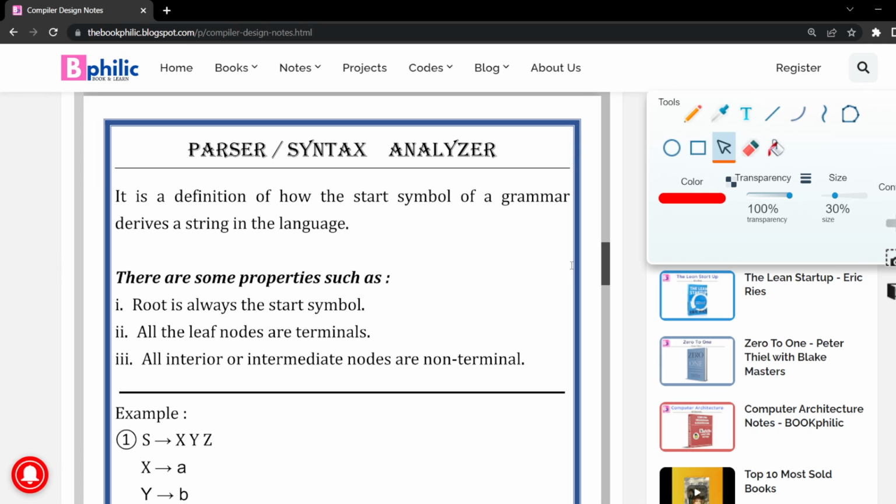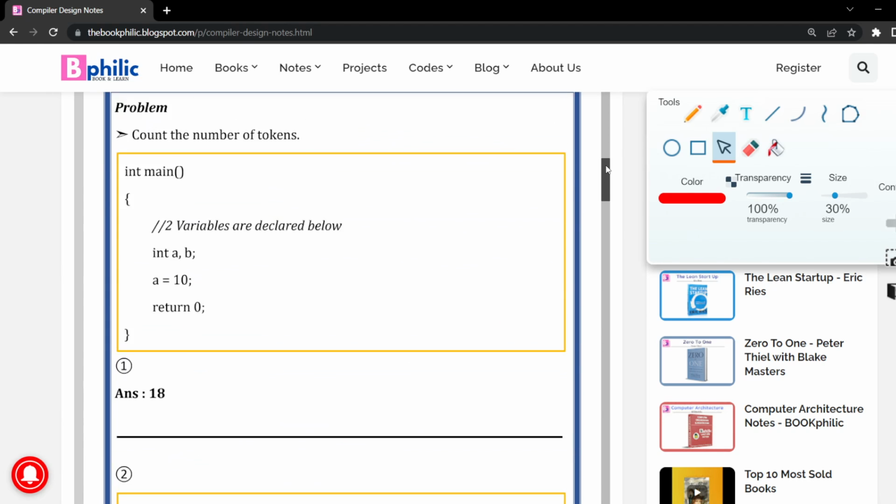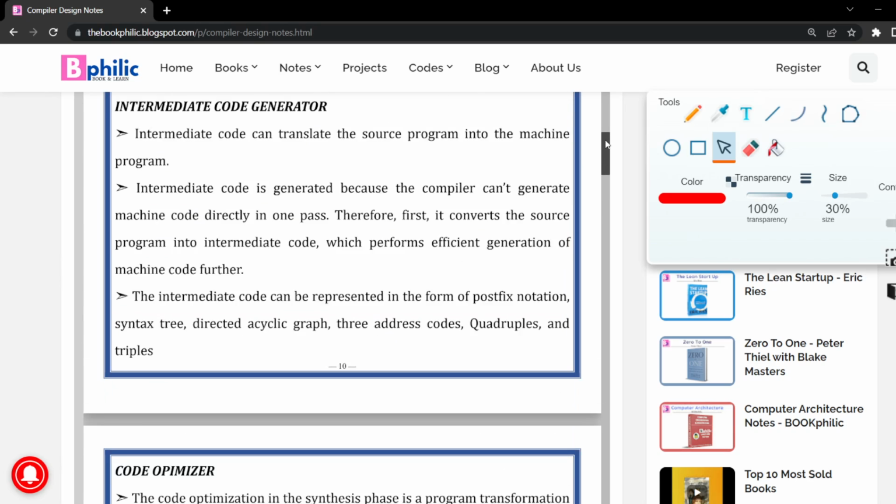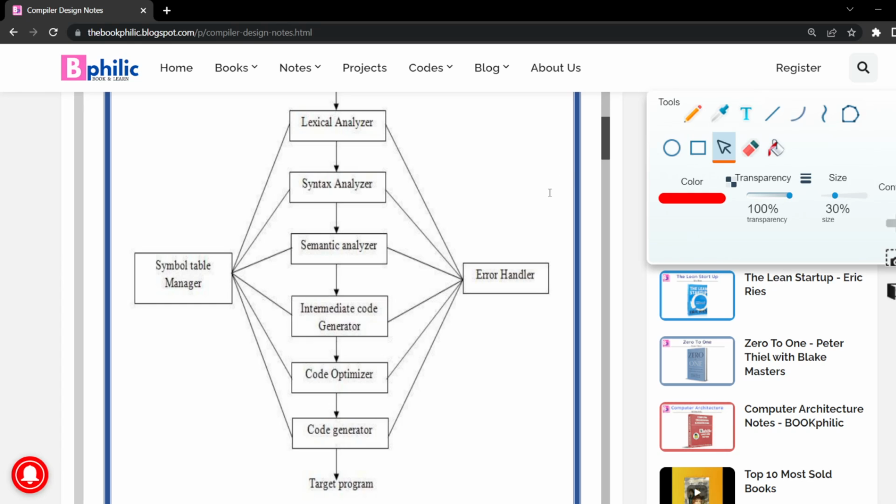Now in this video we are going to understand the parser or syntax analyzer. I have discussed already in our previous videos that there are different phases of a compiler, just like the lexical analyzer and the syntax analyzer. We discussed tokens, lexemes and patterns in the lexical analyzer. But now we are going to understand the syntax analyzer, which is also known as the parser. We have understood what is taken as an input in the syntax analyzer and what is taken as an output from the syntax analyzer.